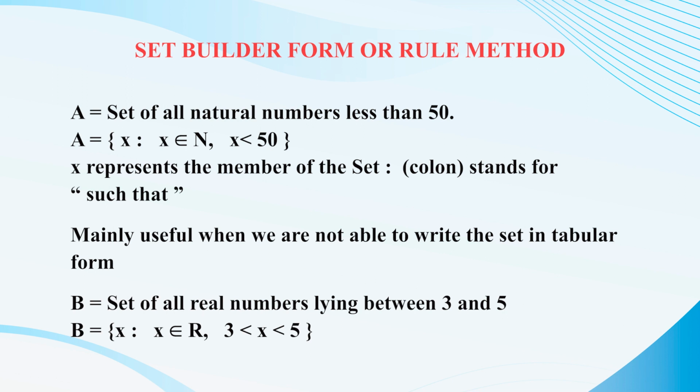For example, let us take set B as the set of all real numbers lying between 3 and 5. Here we can see we cannot write this set by listing all the elements. So, we will write it as B is a set containing element x such that x is a real number and x lies between 3 and 5.